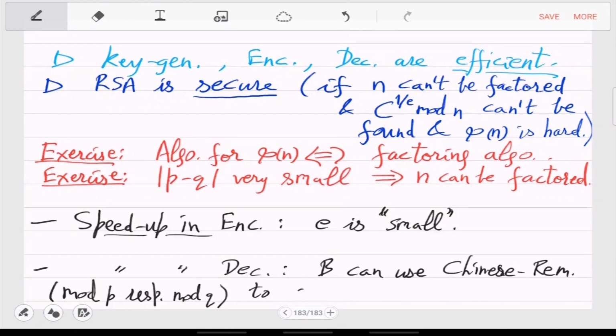To compute C to the D mod n. So that will be at least twice as fast, because n is 800 digits, while mod P it's only a 400 digit calculation. So it's actually faster than 2 times.